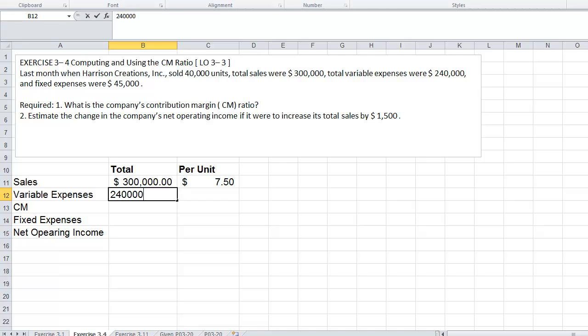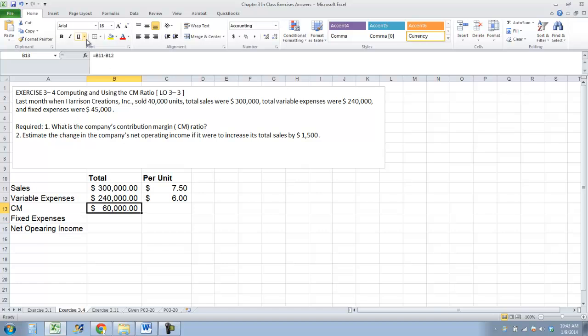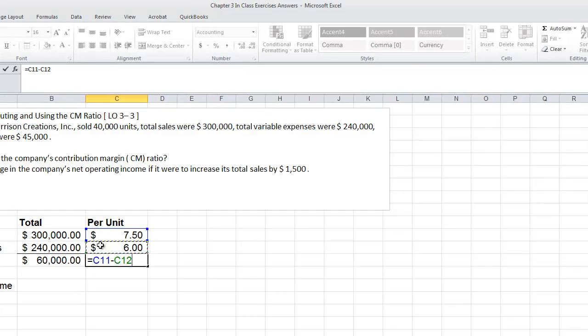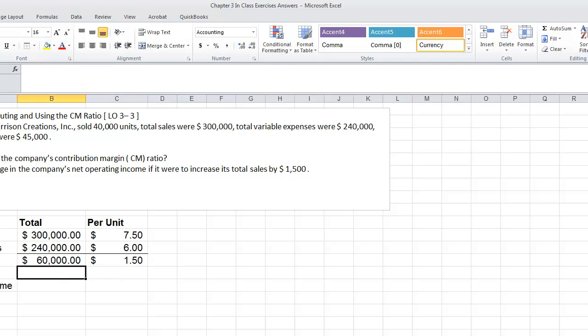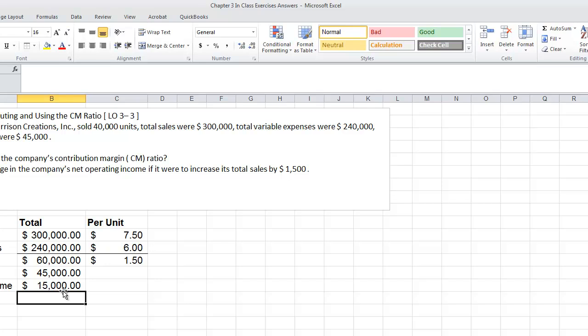Variable expenses were 240,000. We do the same thing. We take the variable expense total and divide by the number of units. And so our CM, or contribution margin, is sales minus variable expenses. And per unit, it's the $7.50 minus $6. So each unit contributes $1.50 towards fixed expenses. Our net operating income in this situation is $15,000.